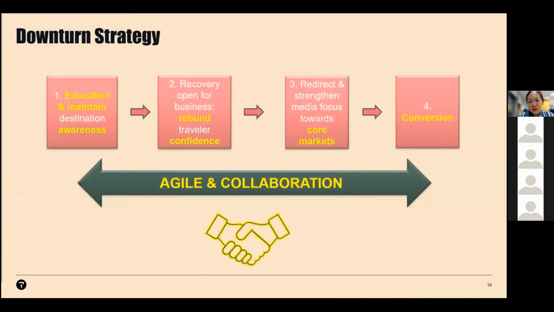During the critical situation, the downturn strategy will be in 4 phases. First of all, how to maintain your brand awareness and educate the target audience. What are your unique offerings? What are the key factors to rebuild traveler confidence, especially working with all partners and stakeholders to have a consistent message? And also review your core markets because they might change from previous years. So be flexible and agile to get ready to switch on and switch off. If everything works right, the conversions will be there.